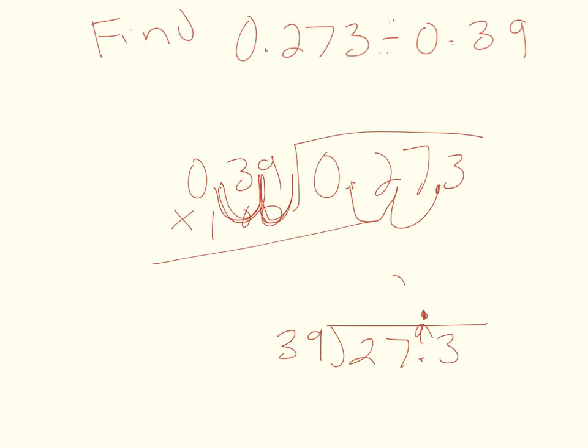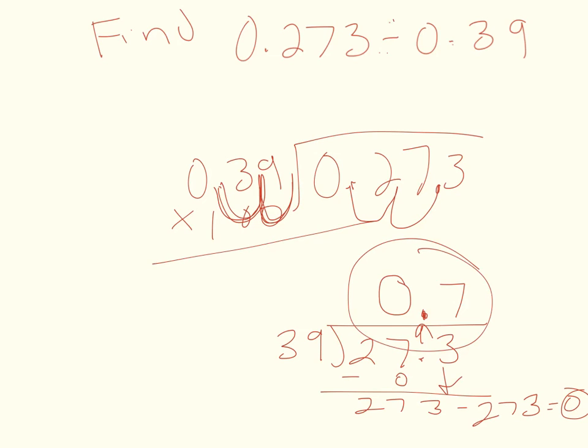39 goes into 27 0 times. 0 times 39 is 0. I do my subtraction. 27, bring down my 3. And 39 goes into 273. 7 times 39 is 273. So I'd get 0, and I wouldn't continue that division problem, so this would be my answer.